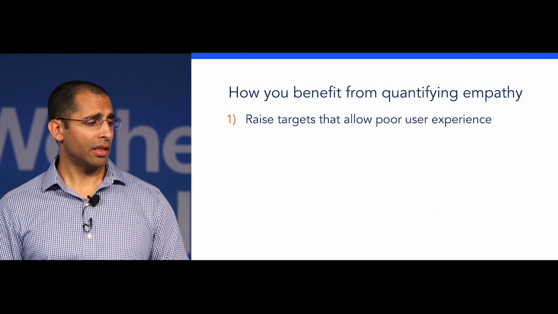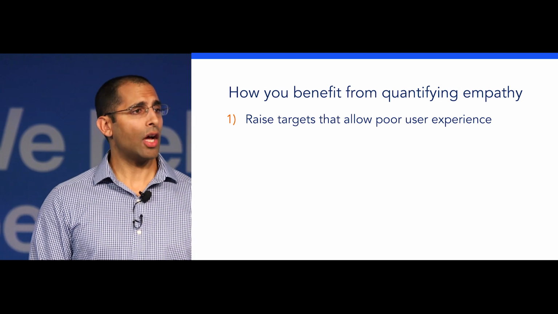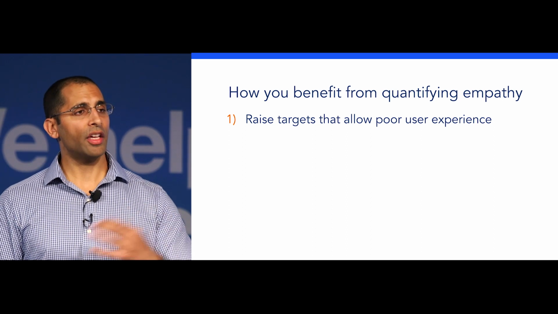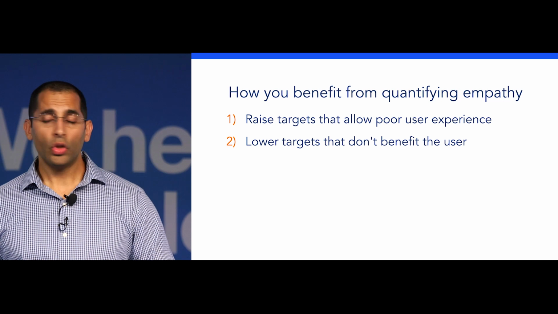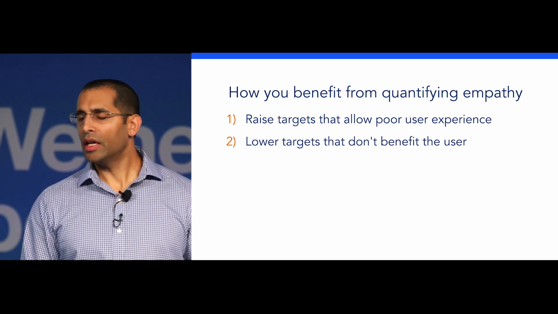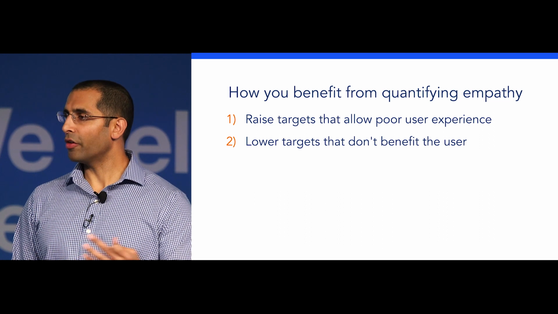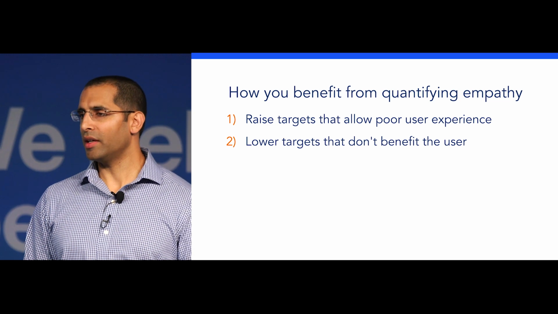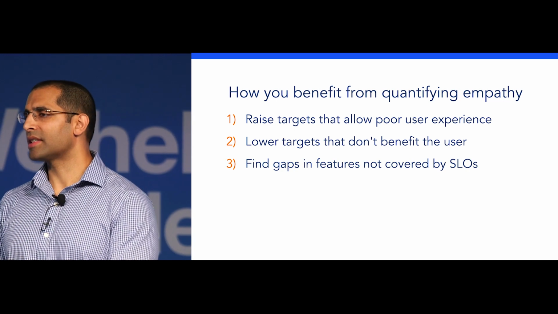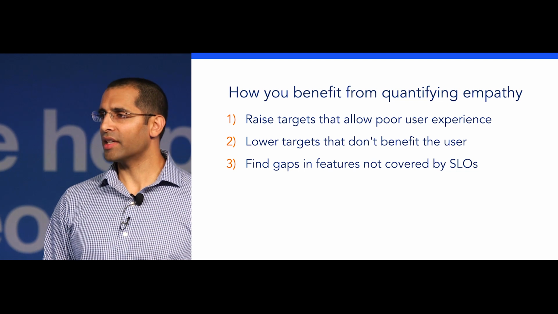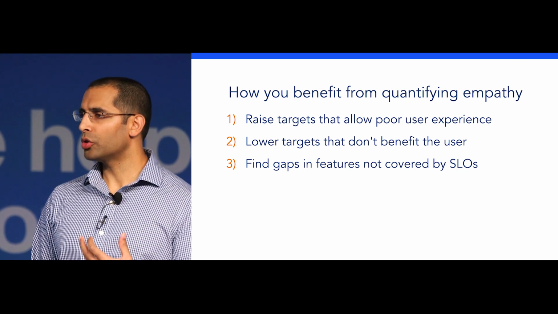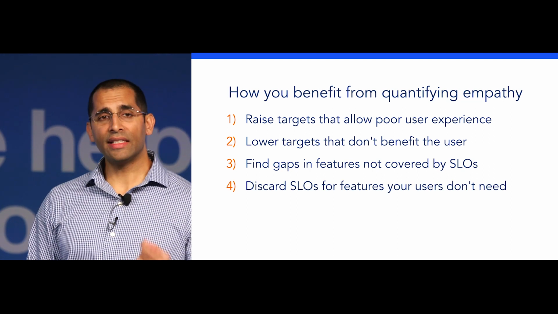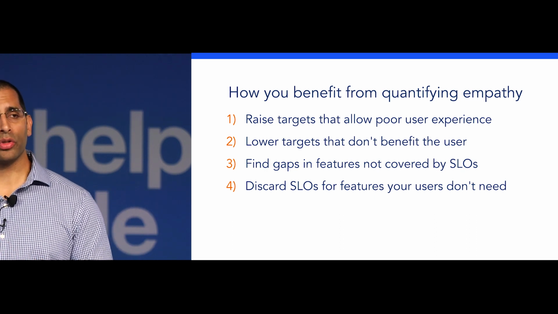How do you benefit from this? Well, you can raise targets that allow poor user experience. So you build a better product that serves your users better and thus benefits your organization. You can lower targets that don't benefit the user so that you don't spend time on things that are of no value, so you're not crushed under the weight of all of these useless errors that are waking you up at night. You can find gaps in your feature set that are not covered by the SLOs so that you can make sure that everything your user truly wants to do is in an SLO, so you're not disappointing that user. And then you can discard SLOs for features your users don't need.